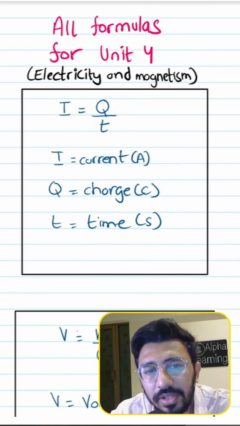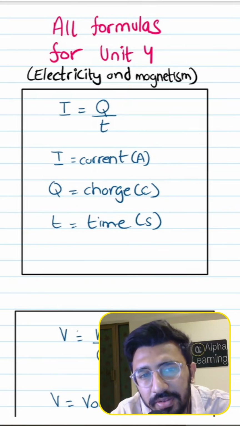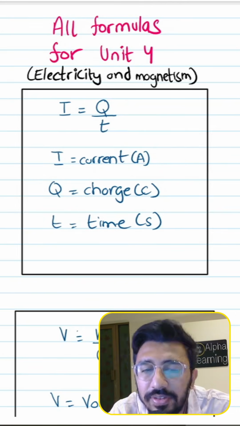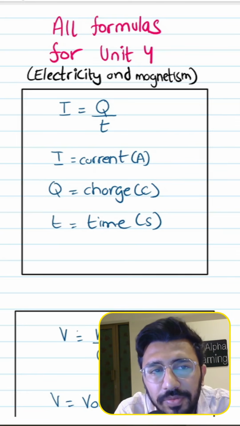Okay, so today we are going to see all the formulas for Unit 4 Physics, that is Electricity and Magnetism. O levels IGCSE में Electricity Magnetism के जितने भी formulas हैं, let's see that. First of all, we have the formula of current.